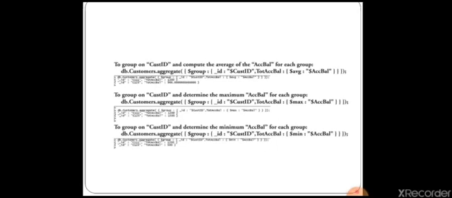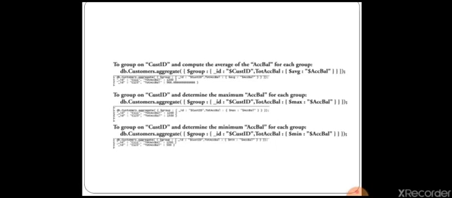Now to group the customer ID and compute the average of the account balance for each group, we will execute this command: db.customers.aggregate, group _id: customer ID, total account balance, average account balance. Second one is to group customer ID and determine the maximum account balance for each group. db.customers.aggregate, it will group customer ID and the total account balance is the maximum account balance. It will find the maximum account balance.